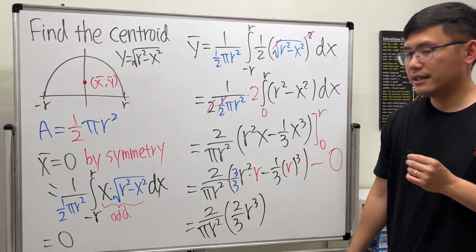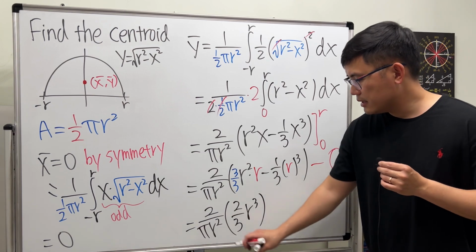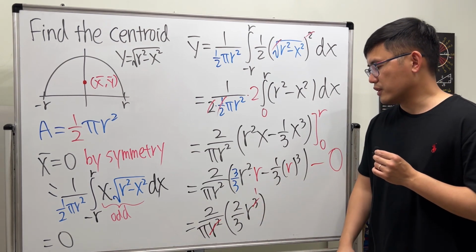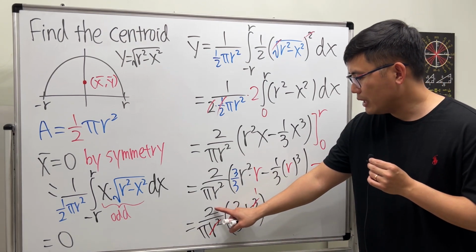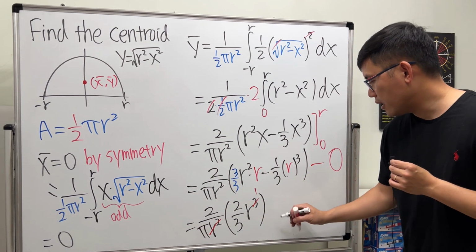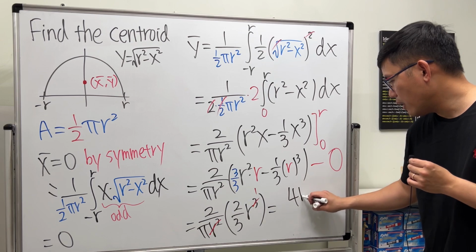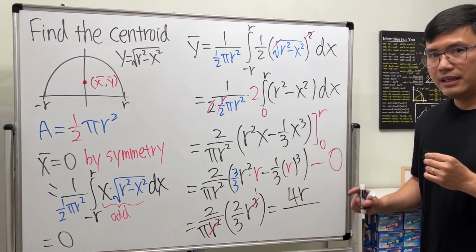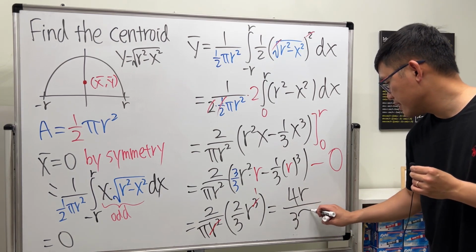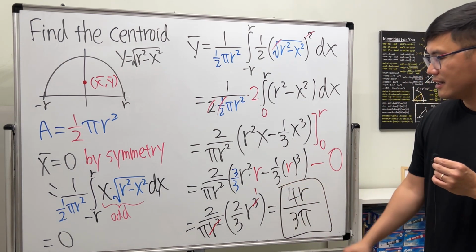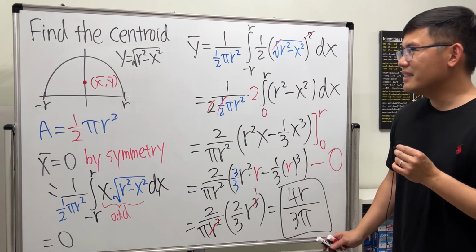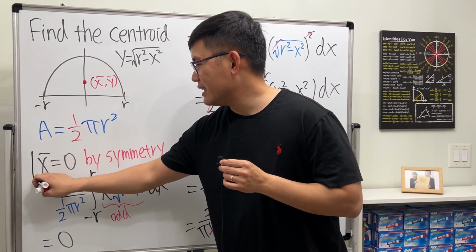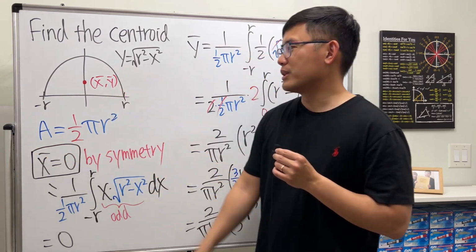Yeah. Now we can simplify this a little bit. R squared and 2 of them cancel, so we get r to the first. For the top, we have 2 times 2 times r, so that's 4r over the bottom is 3 times pi. It's not 9, it's 3 pi. And that's it. This right here is the y-coordinate of the centroid, and then this right here is the x-coordinate of the centroid.